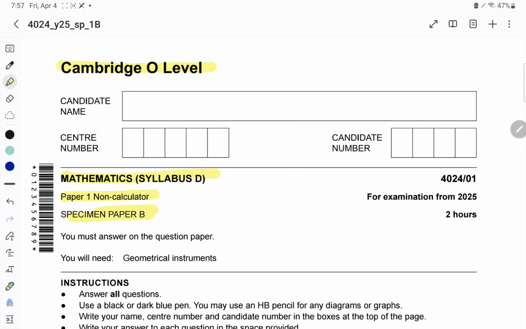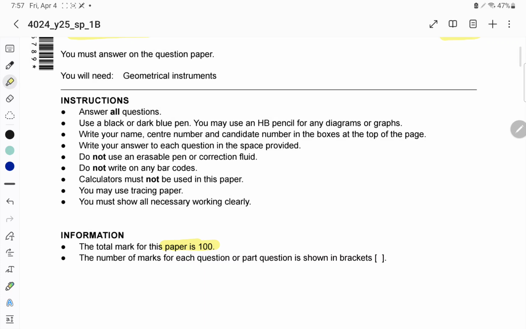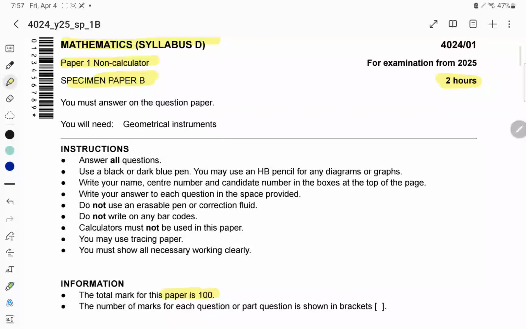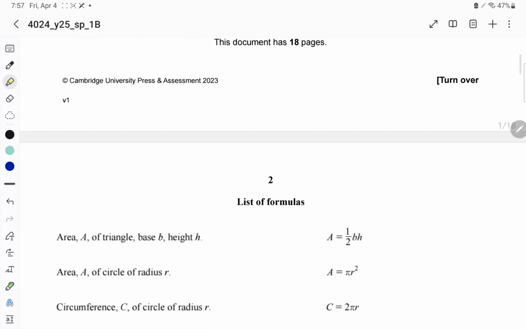Cambridge has uploaded two papers this time. This is for 2 hours, and the marks are 100. The calculator is not allowed in this paper. Remember, mostly students have done one of the papers before. This is paper B from Cambridge O Level, and the marking scheme is also given on the website. All right, so we are starting the paper now.